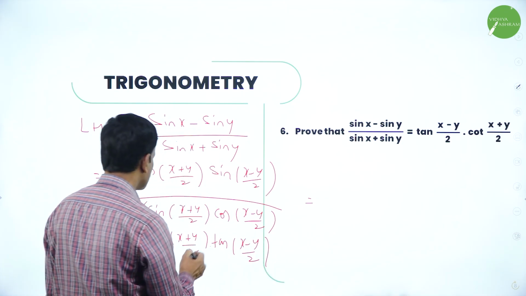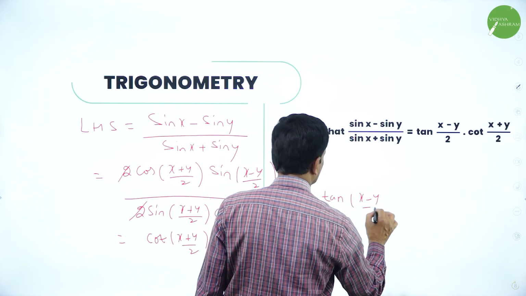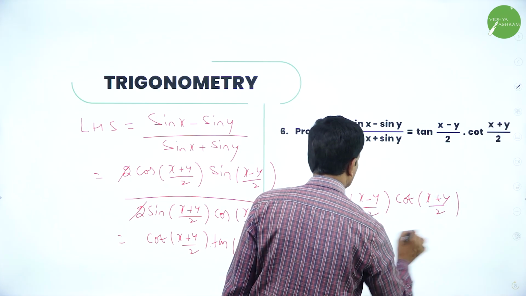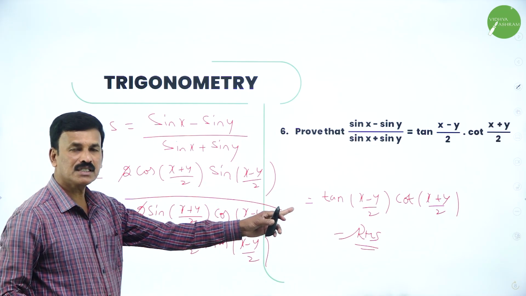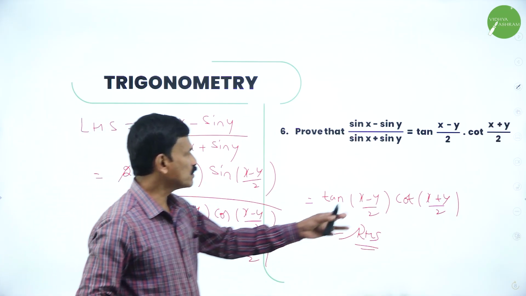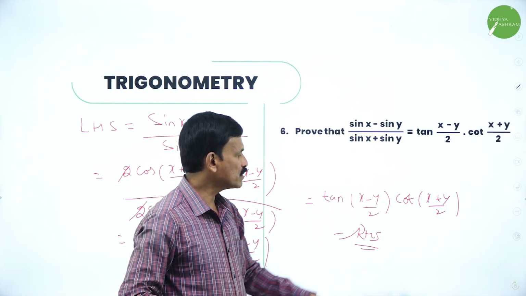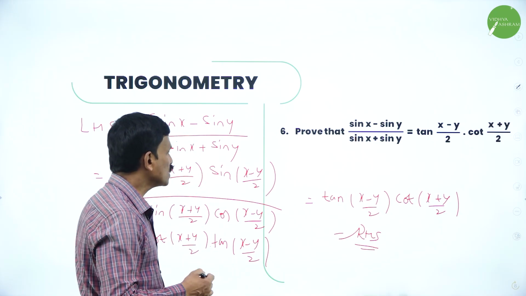Now put it in order. So just write first tan. So this is tan of x minus y by 2 into cot of x plus y by 2, which is the required RHS. See, first write tan x minus y by 2 into cot x plus y by 2. What is the required answer? Tan x minus y by 2 into cot x plus y by 2 is the required answer. Hope you followed. Now move on to the next problem.